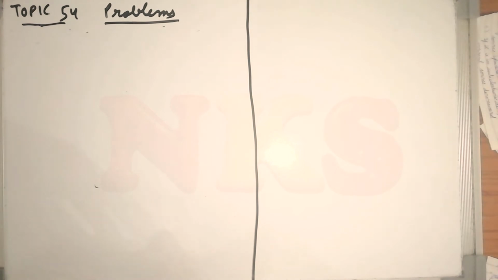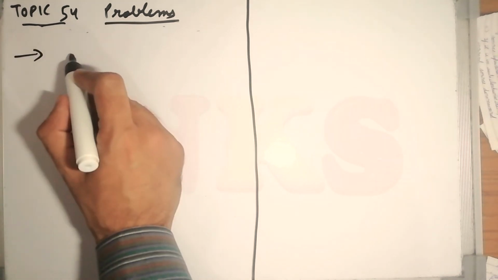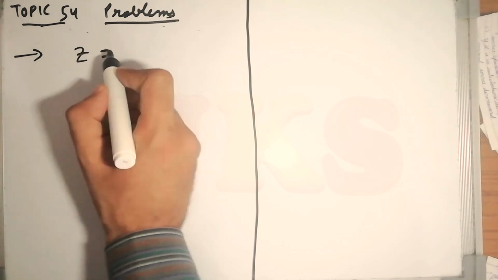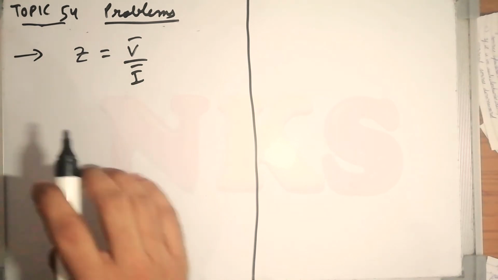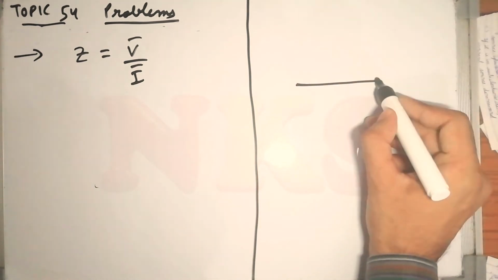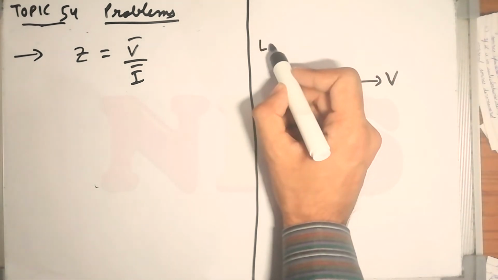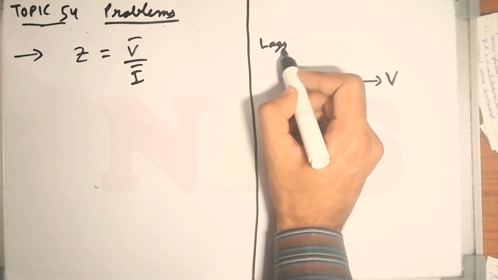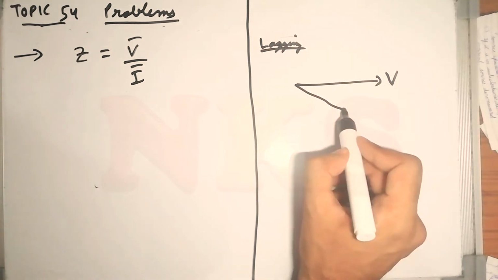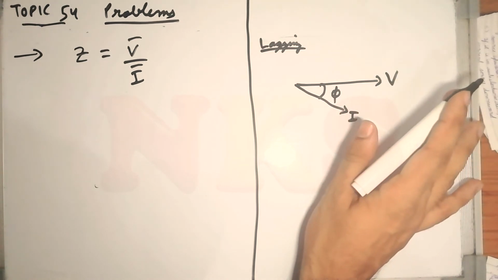Before starting the problem of resonance, I just want to discuss one concept. I don't know if I have discussed it previously. This is very important. We know Z is a complex number, and the relation is V phasor divided by I phasor. Now, when this is our voltage, first I am taking lagging load only. So for lagging load, my I phasor is like this, and this is my angle phi.